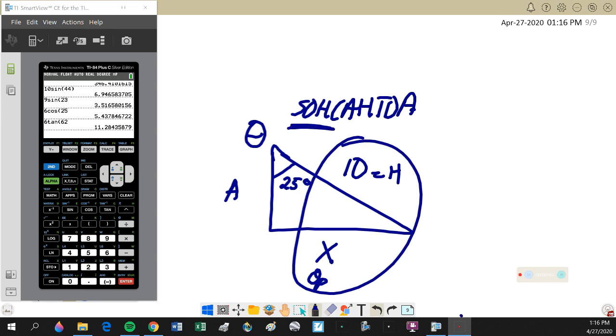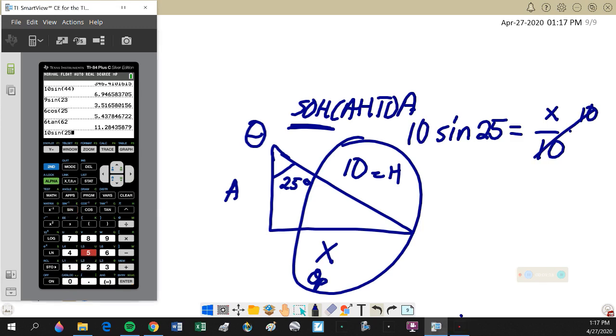That would be sine. So we write out the sine of 25 is x over 10. So to solve this, I'm going to multiply by 10 because the opposite of divide by 10 is multiply by 10, and I get 10 sine 25. And I just type that in. So 10 sine of 25, and you should get 4.22, and I want to round to the nearest tenth. So this is not big enough to round it up. The answer is just 4.2.